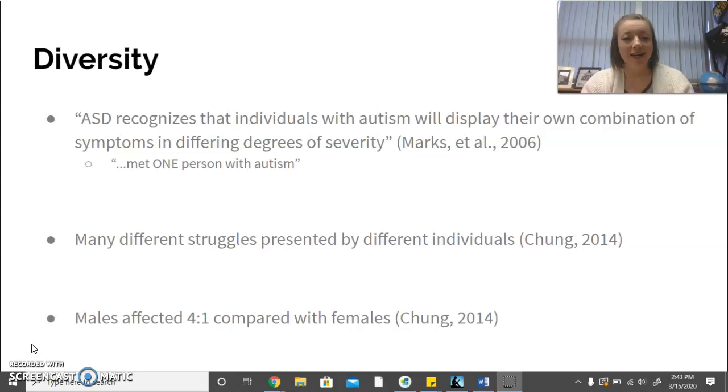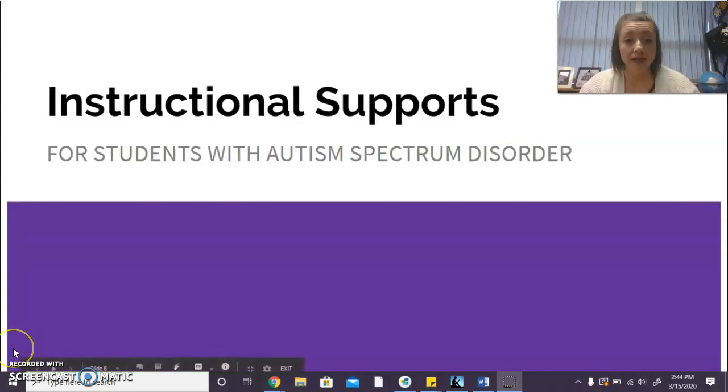It's also an interesting fact to note that males are much more likely than females to be affected by autism spectrum disorder. So when we're in lower elementary or early childhood development areas trying to diagnose whether or not a student will struggle with this, it's important to keep in the back of our mind that males are more likely to be affected.